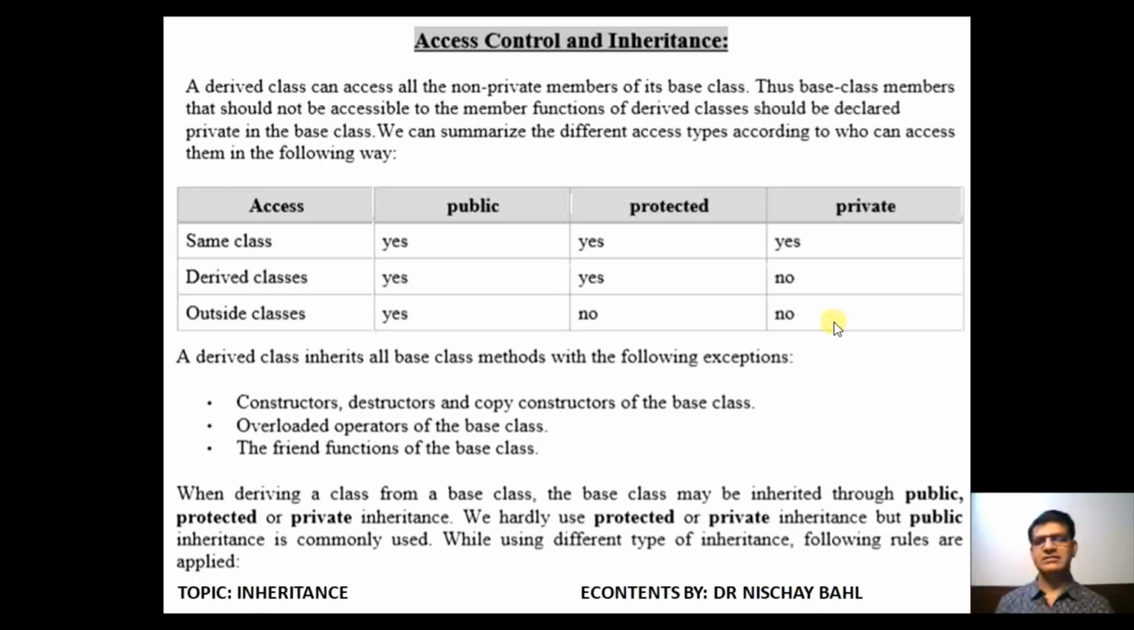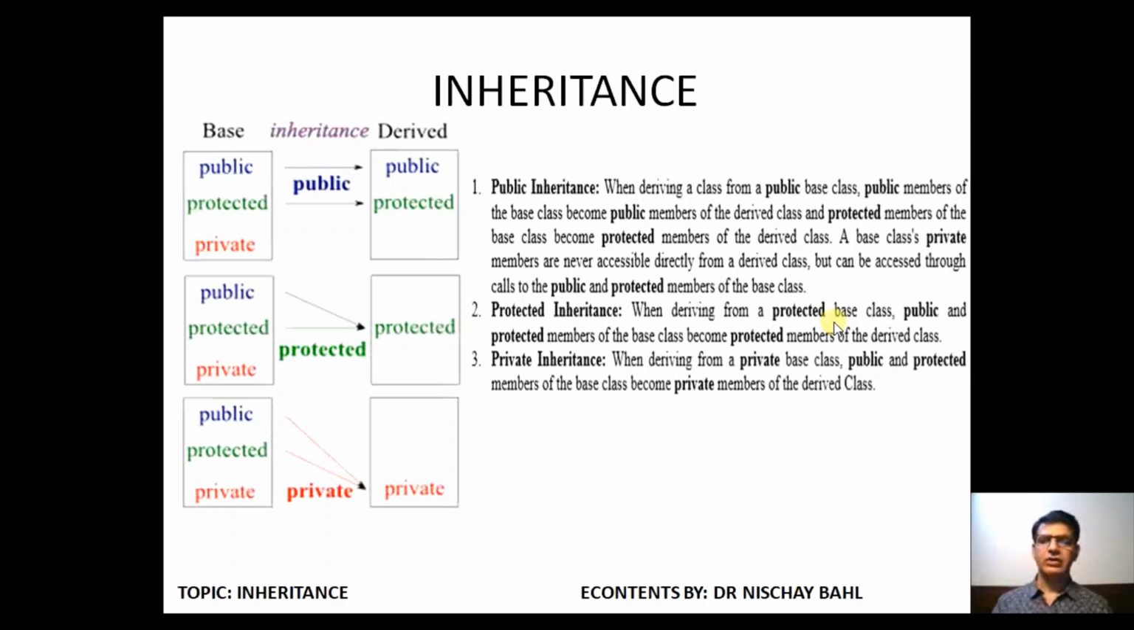We saw this in the previous lecture. We hardly use protected or private inheritance, but public inheritance is very, very commonly used. While using different types of inheritance, the following rules have to be applied, because you have to be very clear about what your hierarchy is, what the order of derivation of the classes is, what members are to be used in which class, and in which class the access has to be controlled.